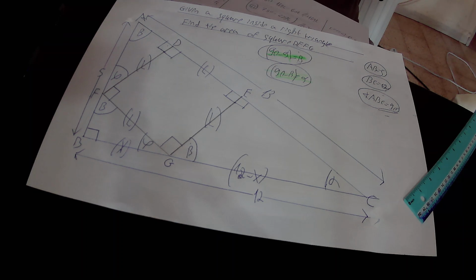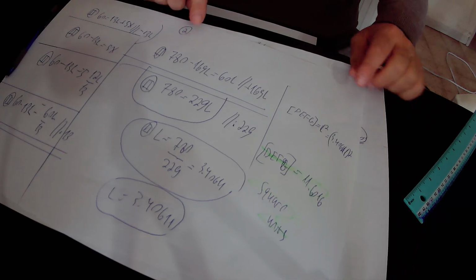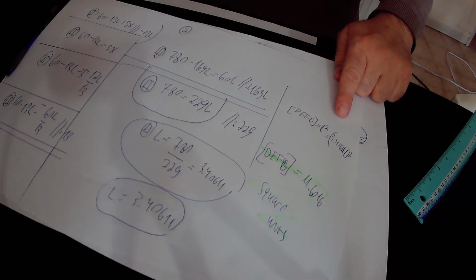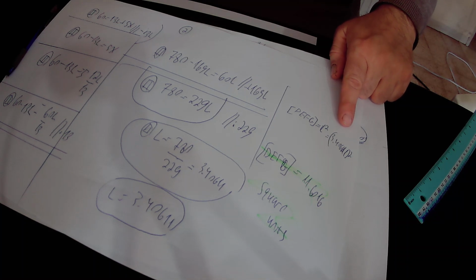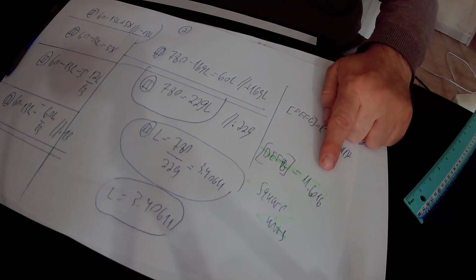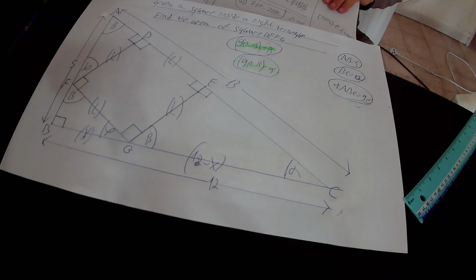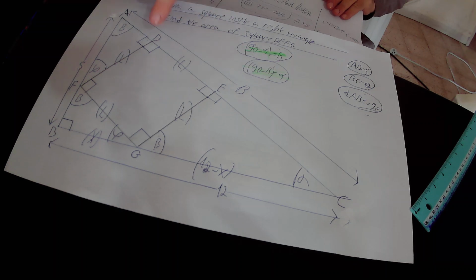And the area of any square is the length of one side squared. That is to say, the area of this square DEFG will be equal to L squared. L is 3.40611, therefore L squared is 3.40611 squared, and 3.40611 squared equals 11.6016 square units. In conclusion, we found out that the area of this square DEFG equals 11.6016 square units. Okay, thank you very much.